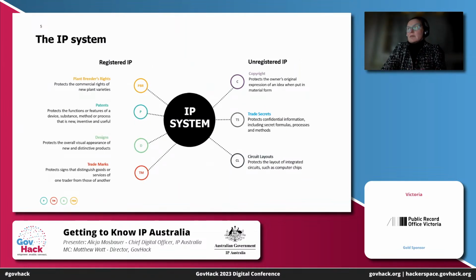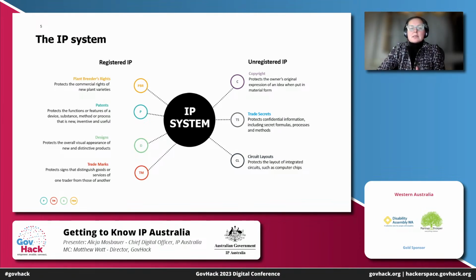So as mentioned a couple of times already, we have a number of different parts of the IP system. Some of them are registered IP rights, and they're ones that we as an organisation monitor and administer. And then there's unregistered rights. And so there are things like copyright, trade secrets, and circuit layouts. They're not part of the registered IP system, but they are additional rights.